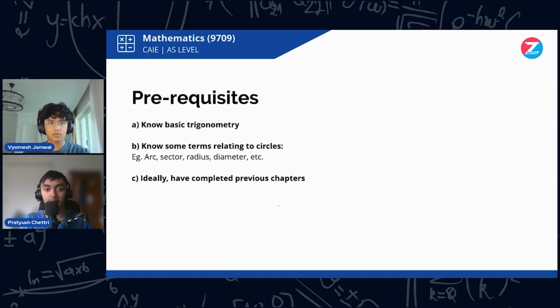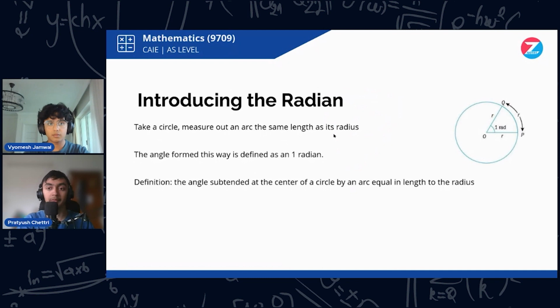And you're going to need to know some terms relating to circles, such as the arc, the sector, the length is the arc, diameter, across, radius, etc. And ideally, you should have completed previous chapters, but it's not a hard requirement on this chapter. You can probably do it on your own without the other chapters, but still good to know previous. So this chapter, the only new thing that we will be learning is the radian.